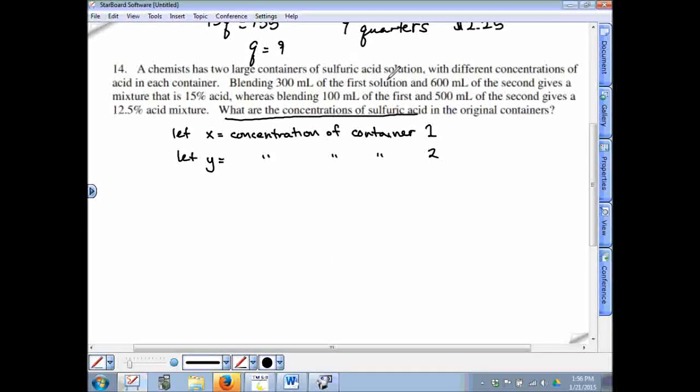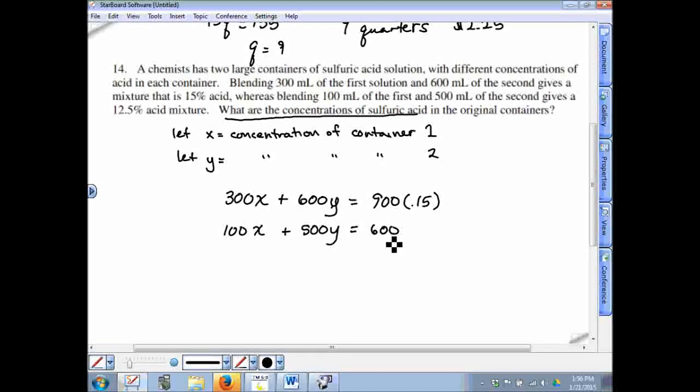So if we blend 300 milliliters of the first solution, which has a concentration of X, so that's 300X, to 600 milliliters of the second solution, which has a concentration of Y, that's going to give us 900 milliliters that has a concentration of 15%. But if you only blend 100 milliliters of the first solution that has a concentration of X, plus 500 milliliters that has a concentration of Y, that's going to give you 600 milliliters. That's 0.125% acid.